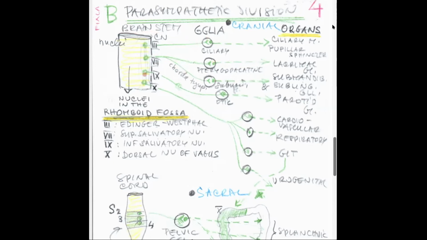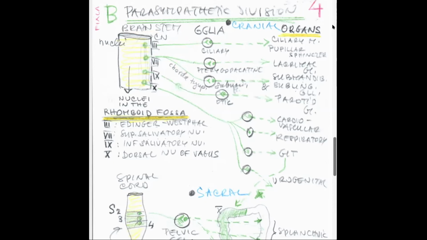The next nucleus is the inferior salivatory nucleus belonging to nerve number 9, and via the tympanic plexus the preganglionic fibers pass to the otic ganglion situated close to nerve number 5/3. The postganglionic fibers run directly to the parotid gland. So we remember the parotid gland is innervated by nerve number 9 from the inferior salivatory nucleus.